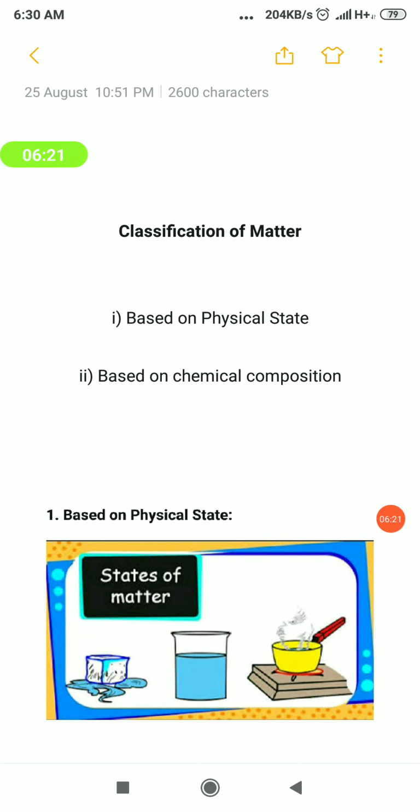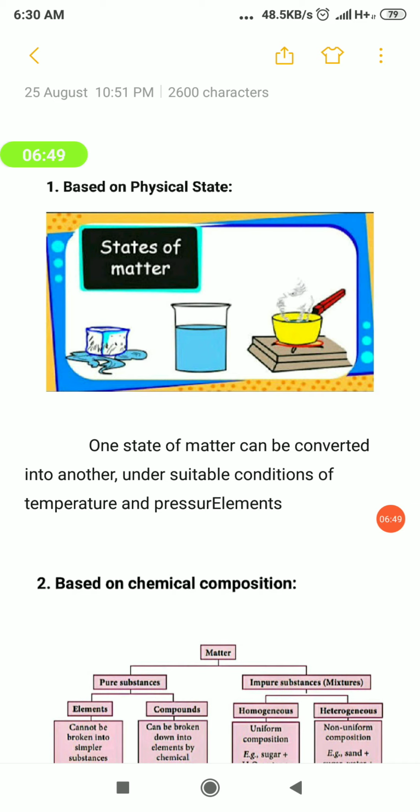So based on physical state, matter is classified as solid matter, liquid matter and gaseous matter. The example is water. Water can be in solid form, liquid form and also in gaseous form. And conversion: one state of matter can be converted into another state under suitable conditions of temperature and pressure. If you take a solid and melt it, it will be converted into a liquid state, and if we heat again, the liquid will be converted into gaseous state. So one state of matter can be converted into another under suitable conditions of temperature and pressure.